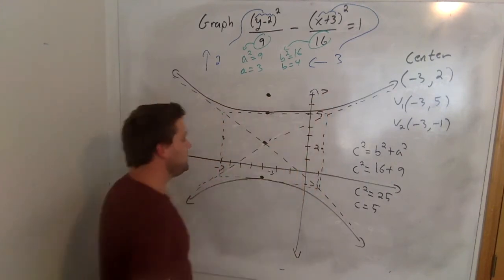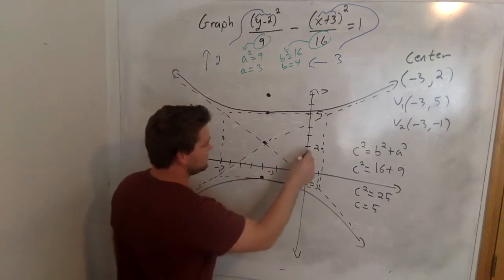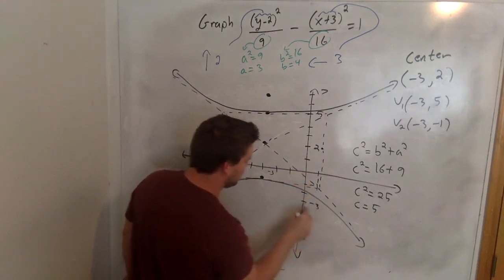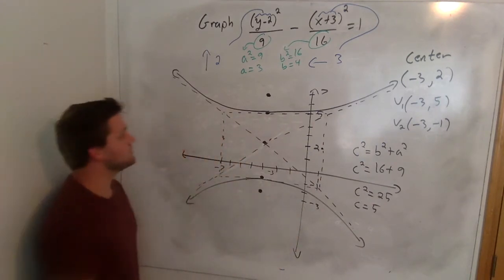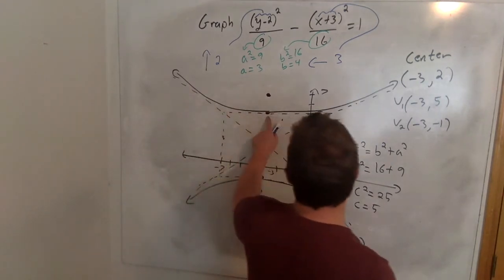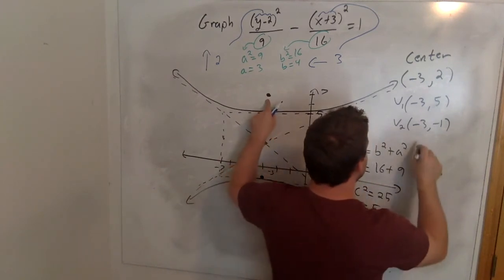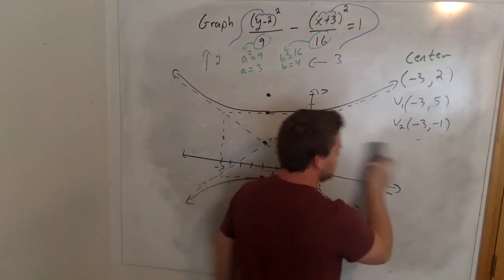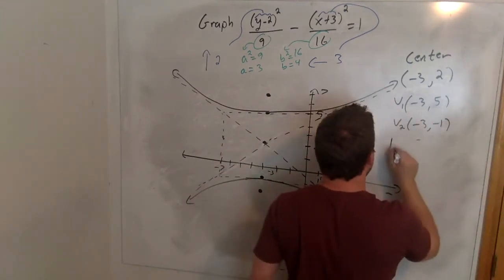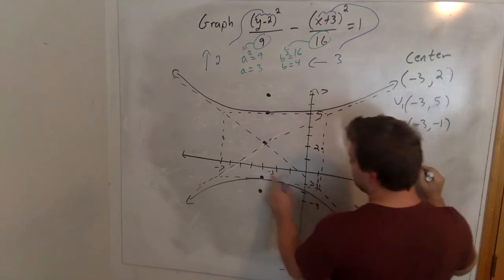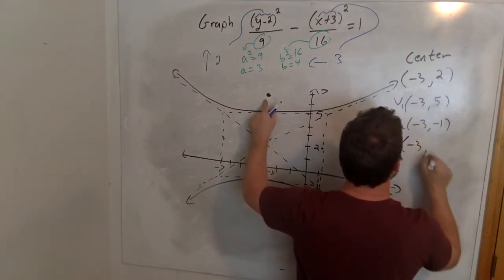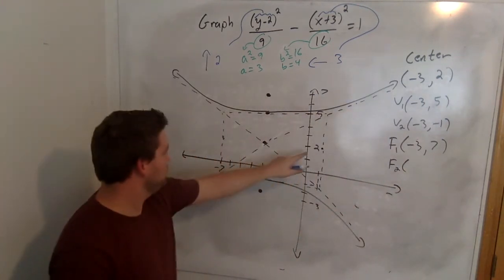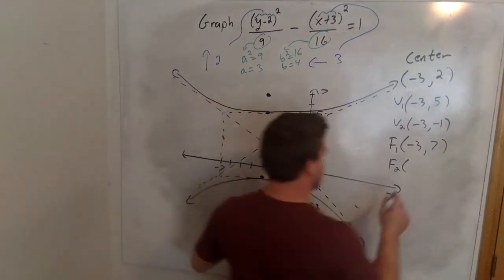Here's one of our foci. And the other one, let's see, 1, 2, 3, 4, 5. So at -2, this will be at -3. Here's our other focus. Let's write those down. I think I called this one vertex 1, so we'll call this focus 1. Let's erase a little bit of this here. So focus 1 will have coordinates what? -3, 7. And focus 2 will be at what? -3, -3.